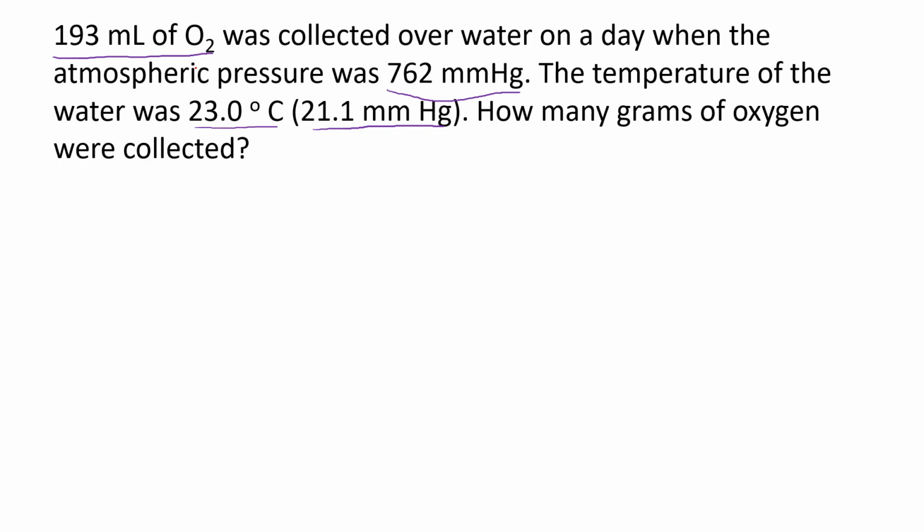So in this case, we're collecting oxygen. That's what we know. We also know the atmospheric pressure, which is 762. So this is P total. We also know our pressure of water. So all that's left is, what is the pressure of my gas of interest? That's what I want to know. So how would I do this? Well, you remember that pressure total equals pressure of my gas of interest plus my pressure of water.